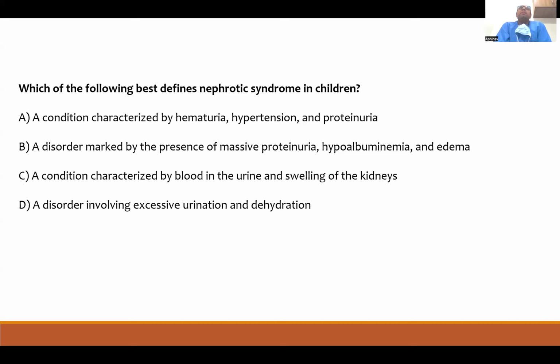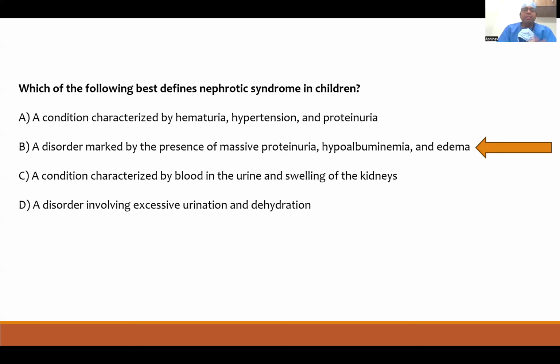Okay, let's start. This is the basic thing. So this is a very basic question which is commonly asked. Which of the following best defines nephrotic syndrome in children? You have four options here. A, a condition characterized by hematuria, hypertension, and proteinuria. B, a disorder marked by the presence of massive proteinuria and hypoalbuminemia and edema. Option C, a condition characterized by blood in the urine and swelling of the kidneys. Option D, a disorder involving excess urination and dehydration. I think it's pretty straightforward, and the majority of you would answer this question.